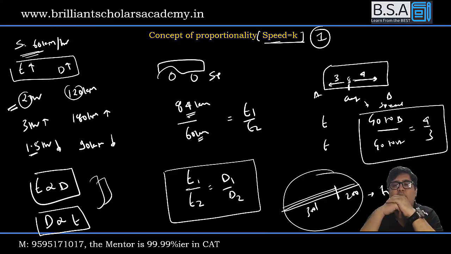Write these things down, let me know you are able to keep up with this. Done. Very good. Copy all of this down. This is the first type of proportionality.